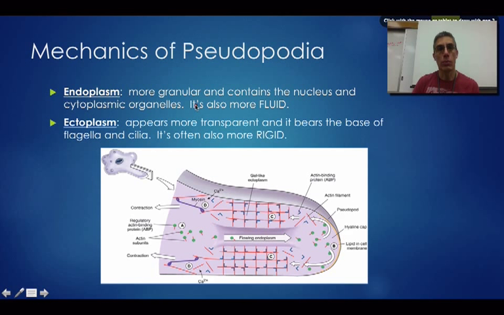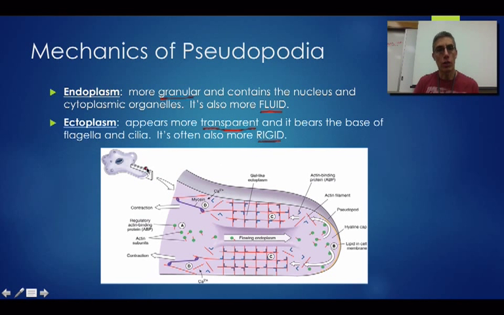Endoplasm, in terms of appearance, is a little more granular, and it contains the nucleus and all the cytoplasmic organelles. So it forms the bulk of the cytoplasm within the cell. What's interesting about this plasm is that it's more fluid, so it can move through the organism more freely. Ectoplasm tends to appear a little more transparent. If it's found in a flagellate or a ciliate, which have flagella and cilia, it's at the base of those structures, and it's often a little more rigid within the cell.